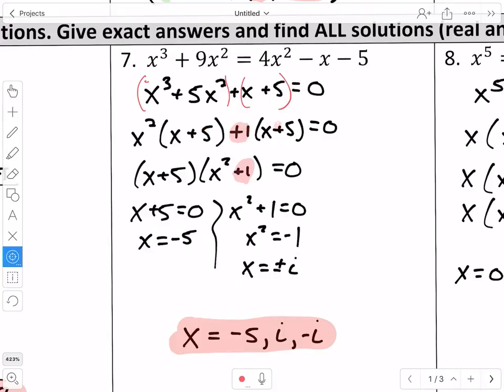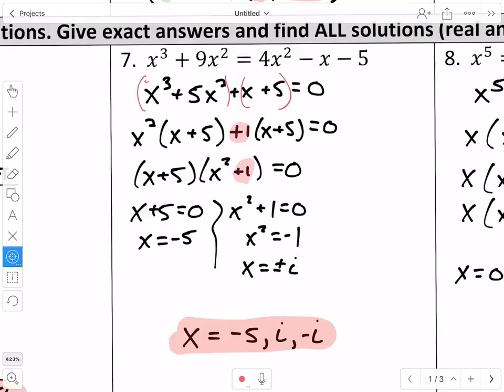Since these binomials x plus 5 are the same, we factor them out to the front, leaving us with x squared plus 1 here. X squared plus 1 does not factor anymore, so we set each factor equal to 0. You're going to get x equals negative 5. Here you're going to get x equals plus or minus i.